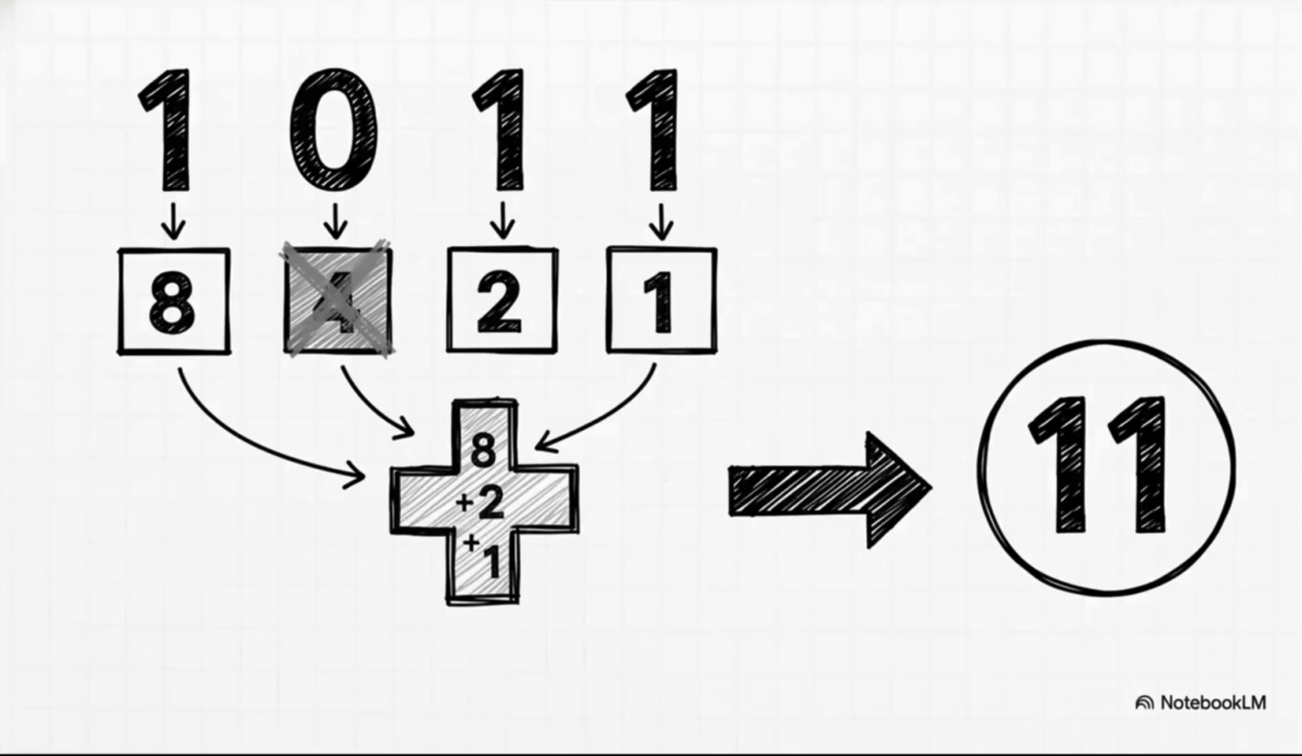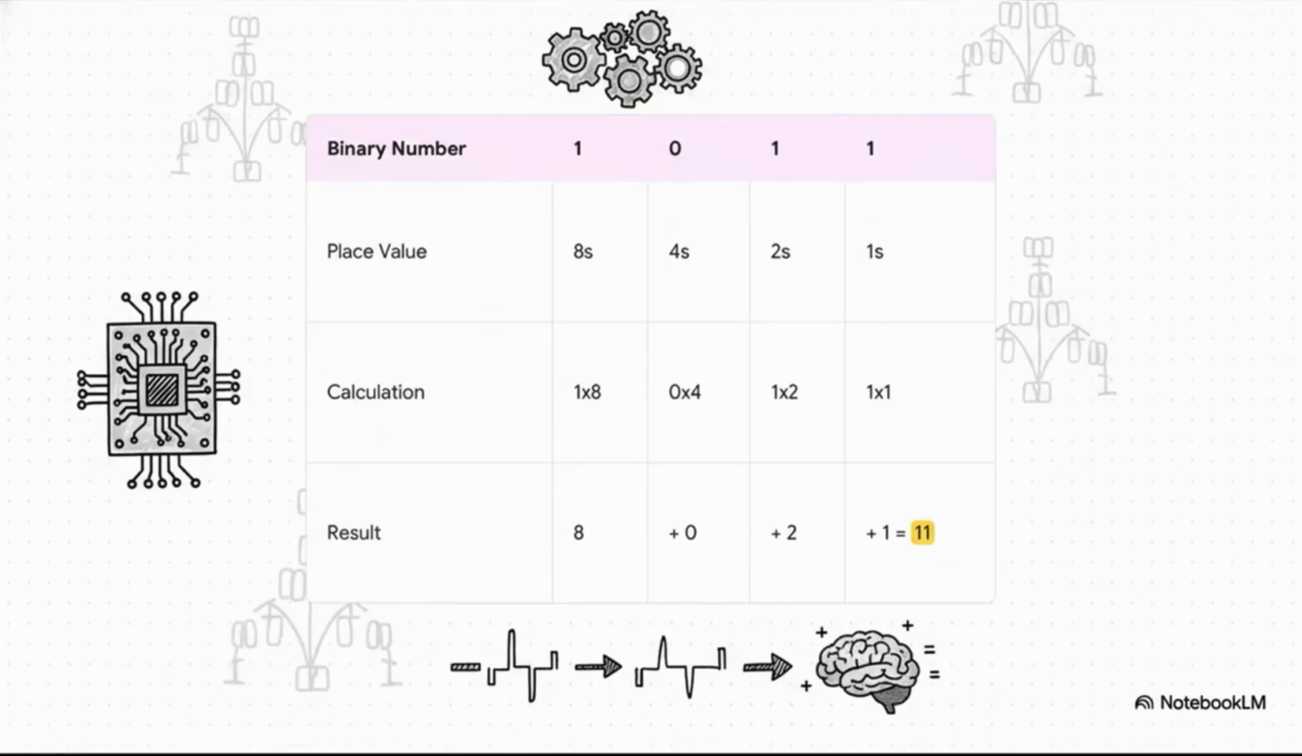Going from binary back to our good old Denary system is actually pretty easy. All you do is look at each digit in the binary number. If it's a 1, you just add its place value to your total. If it's a 0, you just ignore it. Let's walk through this example right here.